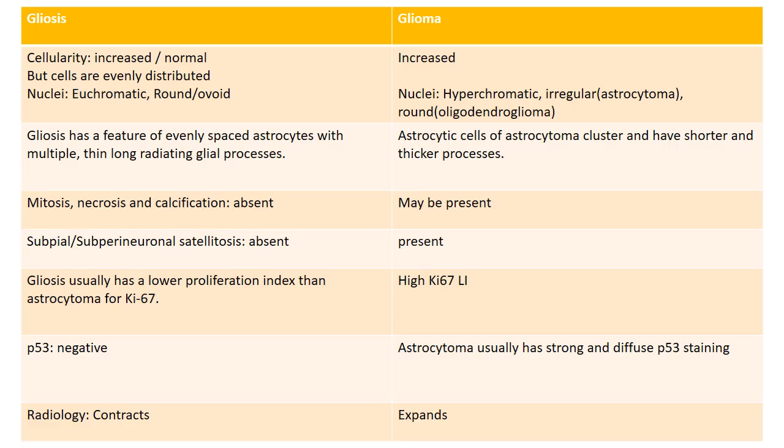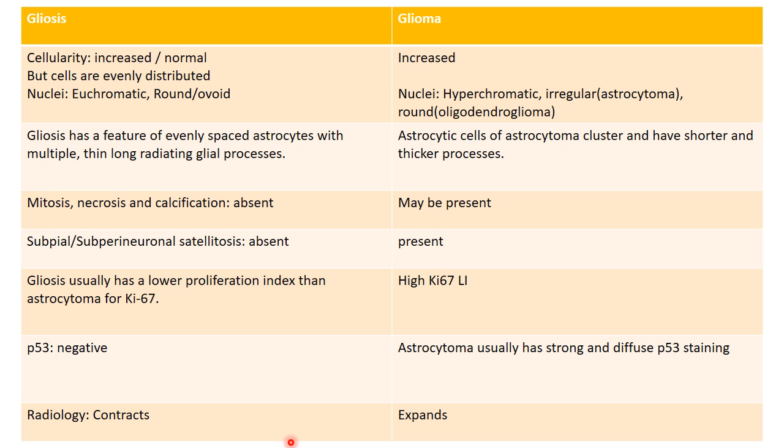So now how do we differentiate gliosis from glioma? Coming to it one by one, we have the cellularity. The cellularity may be high in both the cases, that is both in gliosis and glioma, but the nuclear chromatin is very important. In gliosis, the nuclei are euchromatic and may be round to ovoid, whereas in a glioma, the nuclei are more so hyperchromatic and appear irregular in astrocytoma, or they may be round or fried egg-like in case of oligodendroglioma.